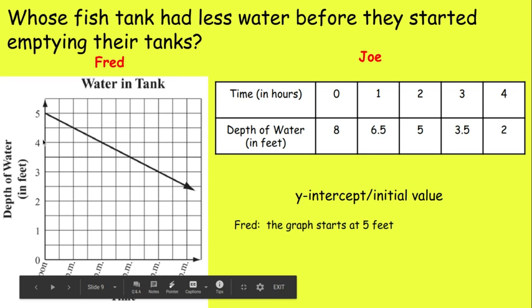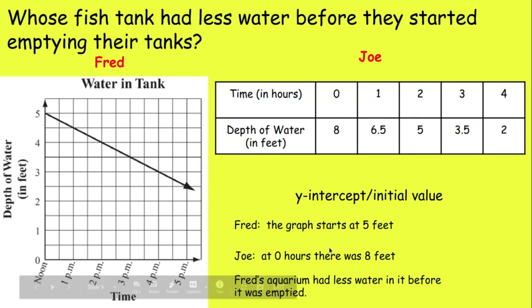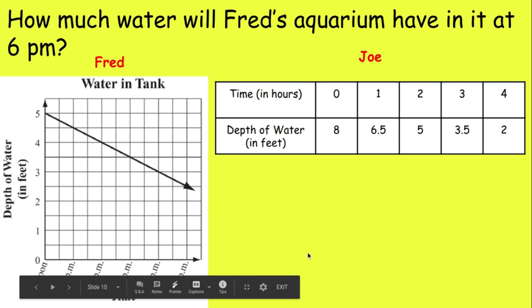So Fred's graph started at 5 feet. For Joe, it tells us that at 0 hours, or before he started emptying the aquarium, there was 8 feet of water in his tank. So Fred's aquarium had less water in it before it started to be emptied. So this answer would be Fred.